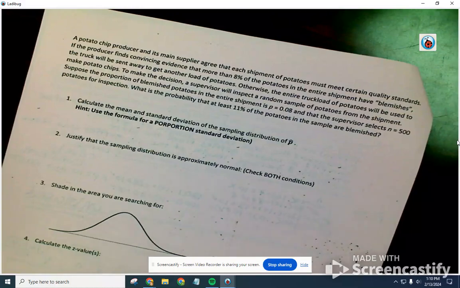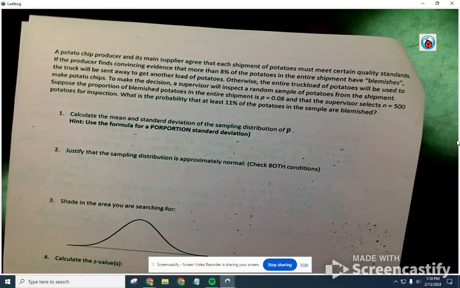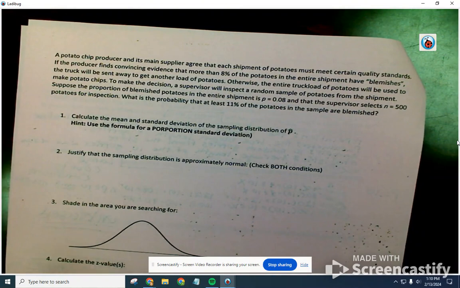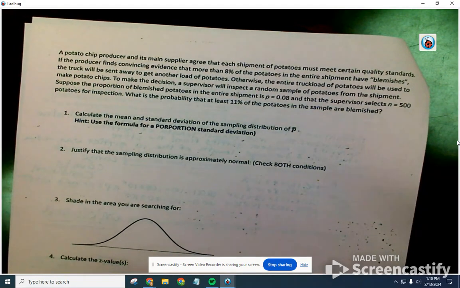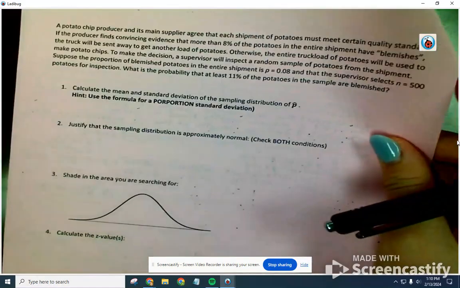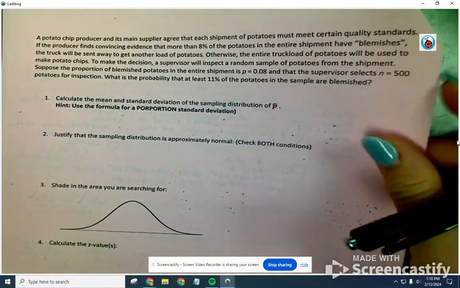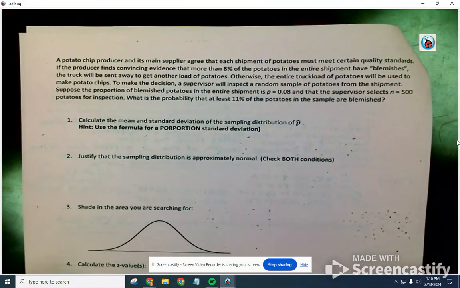All right, guys, moving on to the long problem from Chapter 7, Test Review. So this one right here, we're going to be looking at how to find the probability of a proportion using all of these wonderful, beautiful steps that are scaffolded out so that it's a step-by-step process. So let's go ahead and take a gander.